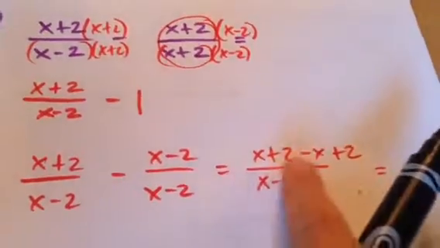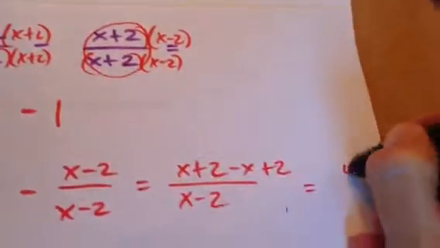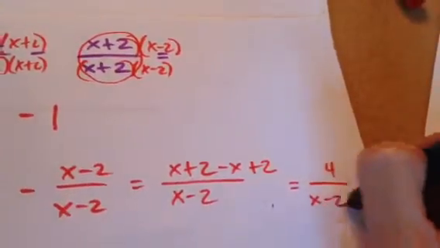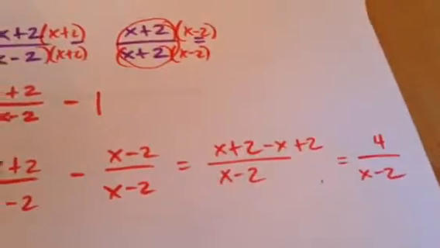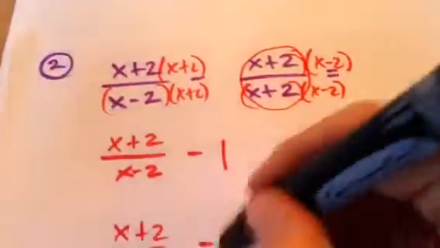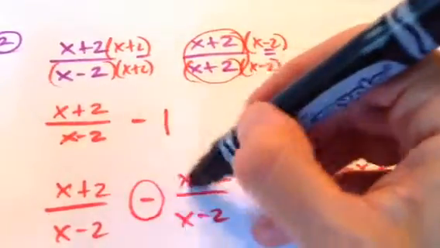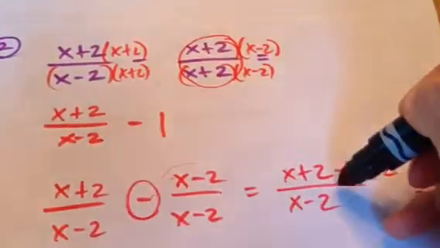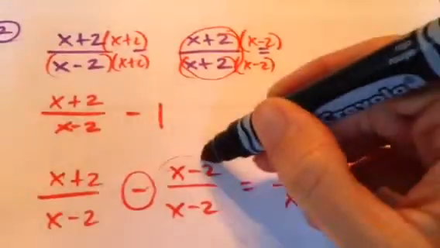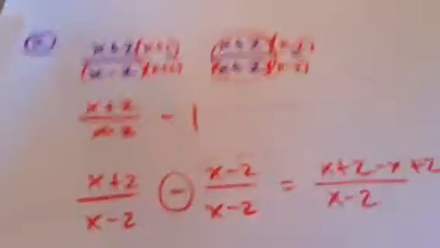Notice my x's cancel. 2 plus 2 is 4. So I'm going to have 4 over x minus 2. Just like that. So again, when you're subtracting, be real careful because it's going to change all these signs. It was a positive x. Now notice it's a negative x. It was a -2. Now it's a positive 2. All right. I'm going to do one more on this one.